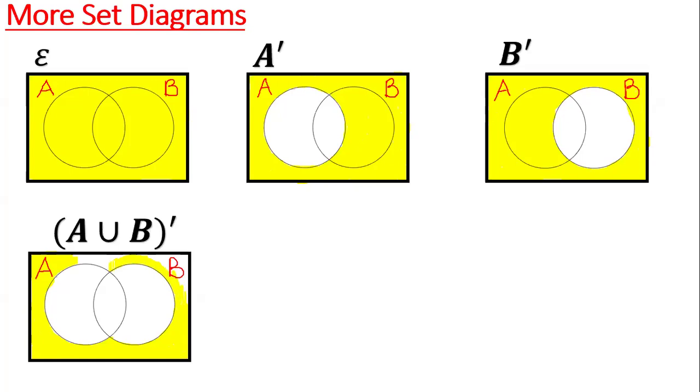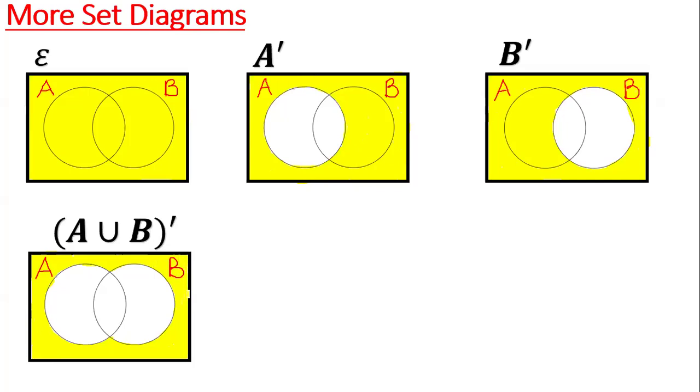Mr. Petit, I have a question. Yes, go ahead. Why did you put the brackets there? You couldn't just put the complement sign after A union B? That's a very good question. I was thinking the same thing. Why the bracket?